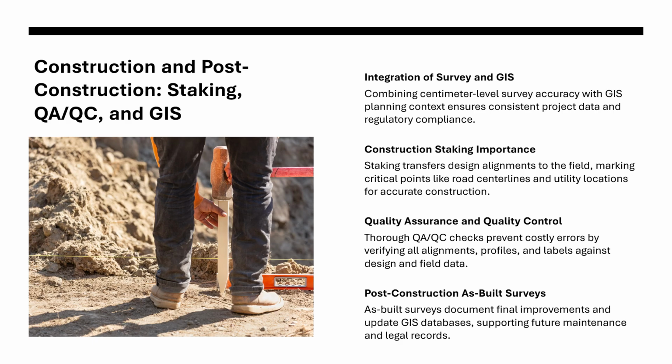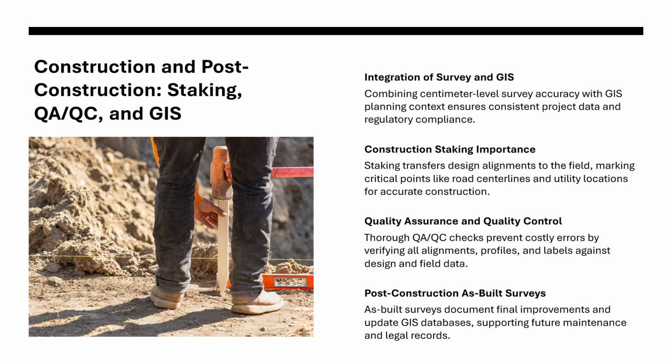And in the construction phase, the surveyor's work becomes most visible. This is where construction staking happens, and it's one of the most common things that we'll do during construction surveying, the staking. And that's transferring the alignments, profiles, and design data from Civil 3D back into the field. Stakes mark the center line of a road, the edge of pavement, the location of utilities, or the footprint of a building.